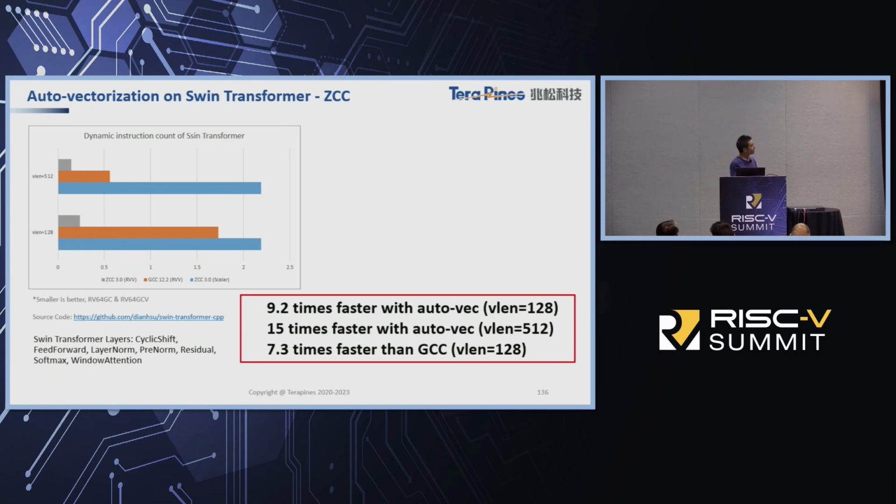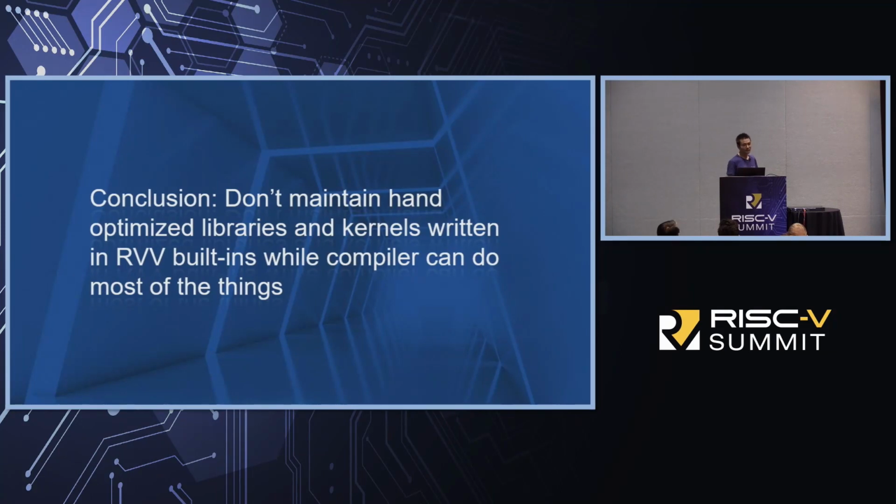All the source code is available on GitHub, and you can ask me for an evaluation license to reproduce this data. So, our conclusion: don't maintain hand-optimized kernels and libraries when the compiler can do all of it. That's our conclusion.